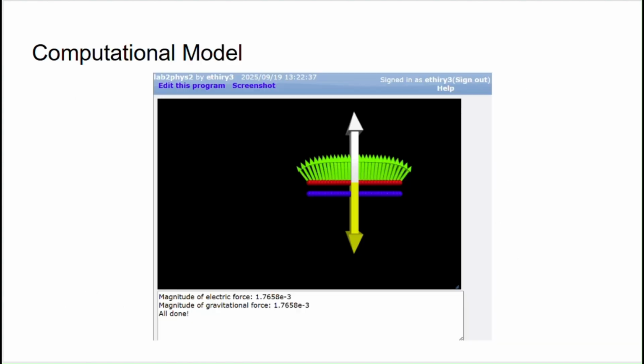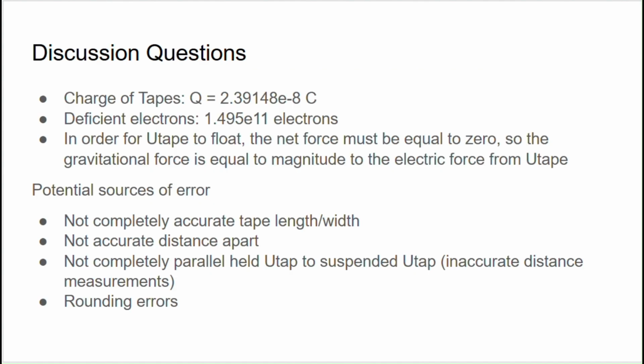And here is a look at our computational model. My code is also linked in the abstract. We see that the charge of the tapes is 2.3914 times 10 to the negative 8 coulombs. The deficient electrons is 1.495 times 10 to the 11 electrons. In order for the tape to float, the net force must equal 0, so the gravitational force is equal to the magnitude of the electric force from the tape.